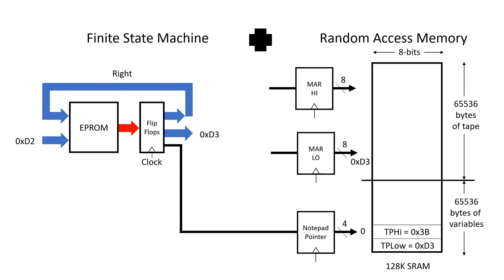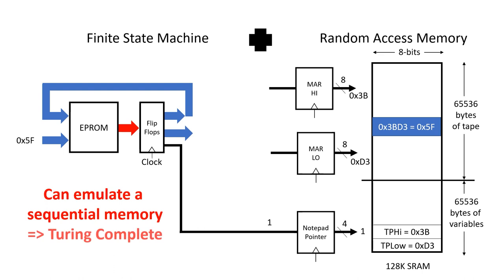In fact, we can make this automatic, but I'll come back to this idea a bit later. Next, we write a 1 into the notepad register. We read the 3B at tape pointer high. We adjust it if appropriate. Then we write it back to the same location, and we write it into the memory address high register. This memory system also acts as a sequential access memory, and therefore the whole machine's Turing complete.